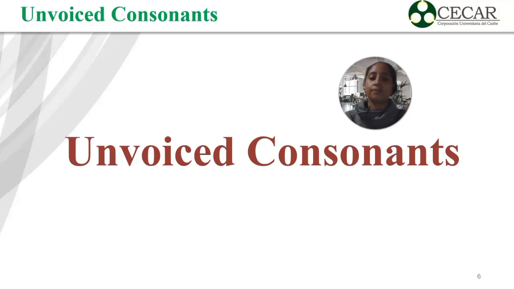Unvoiced consonants. Unvoiced consonants are those that are pronounced without vibrating the vocal cords. There is no vibration in the throat, and you only hear the sound of the air hitting the lips, teeth, or tongue. Place your fingers on your throat and say the word pen. You won't feel any vibration because P is an unvoiced consonant.